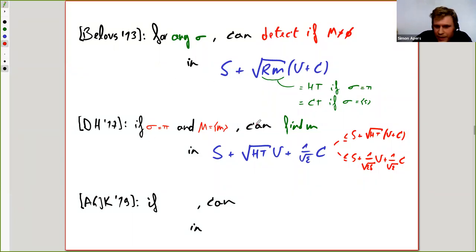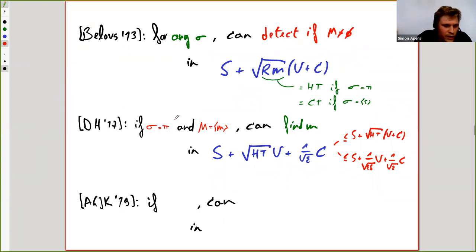And so this is kind of a very nice result, which I think was somewhat missed in the literature, at least to my impression. But this is only under these specific constraints, all right?